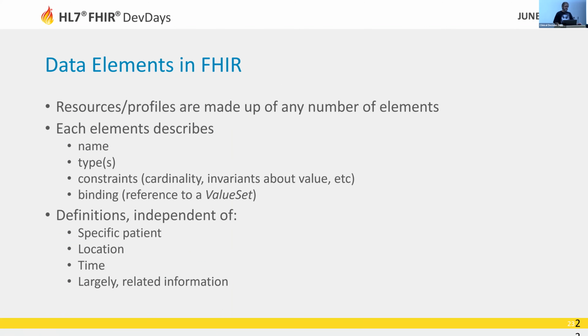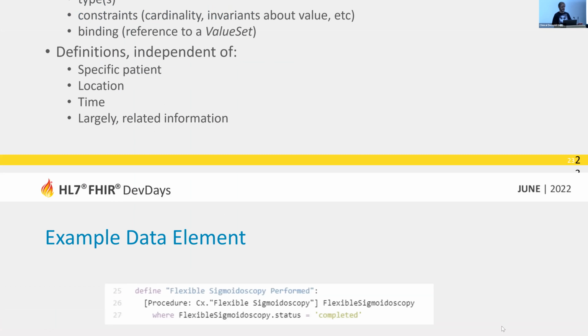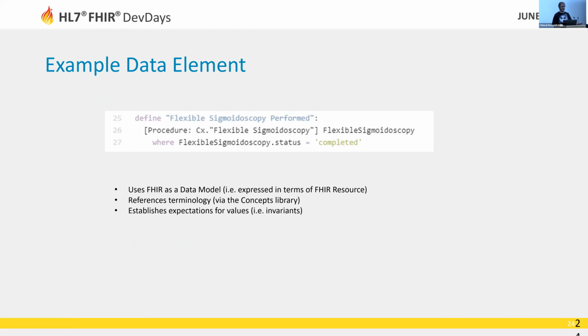So each element describes the name, the type, the constraints, and the binding, which is actually a reference to a value set. These are definitions that are independent of a specific patient. They're independent of a location. They're independent of time, and they're largely independent of related information. So the profiles are a way to characterize a data element, but in order to actually use that data element, like here's a flexible sigmoidoscopy data element.